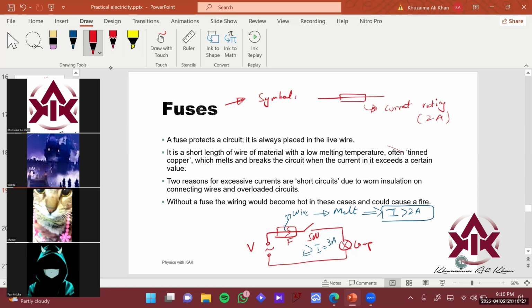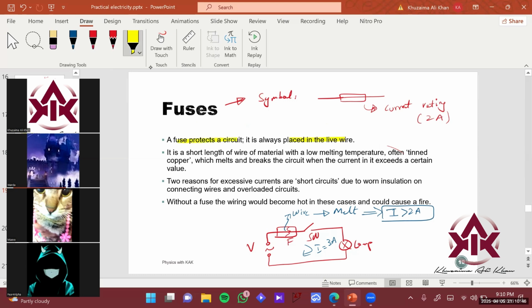Let's say you have a refrigerator, an air conditioner, right? Let's say the current from the supply exceeded because of a fault. If you have a fuse in your house, it would blow up the fuse and protect your appliances, and it will turn off the power supply to your house, right? So a fuse protects a circuit.